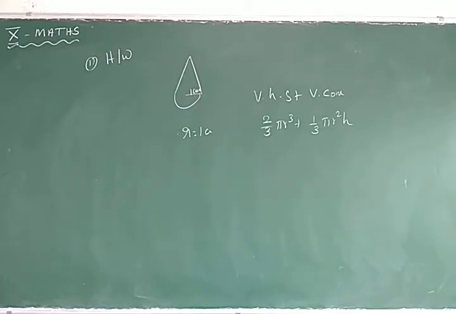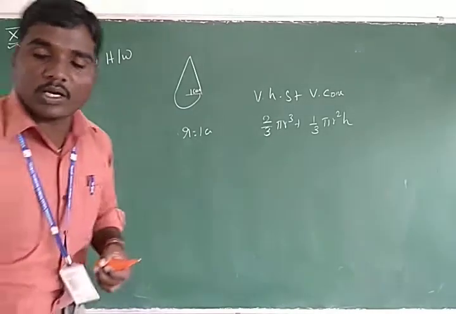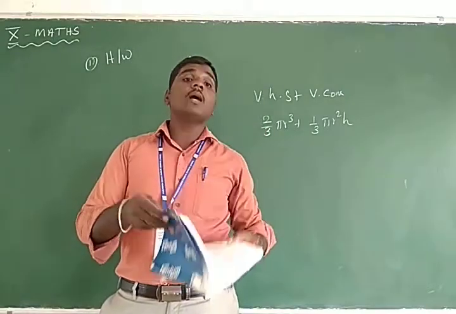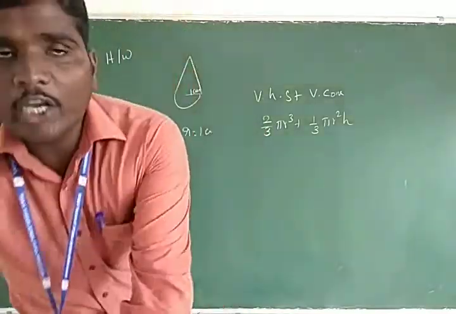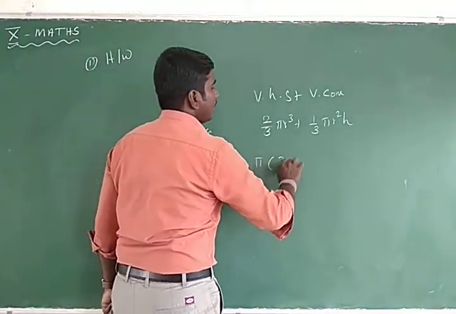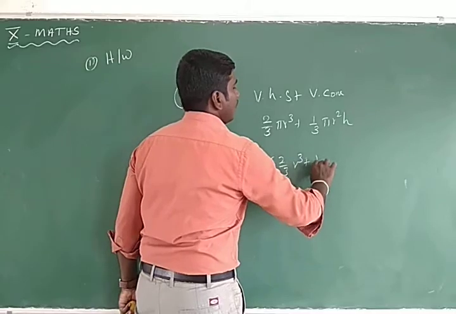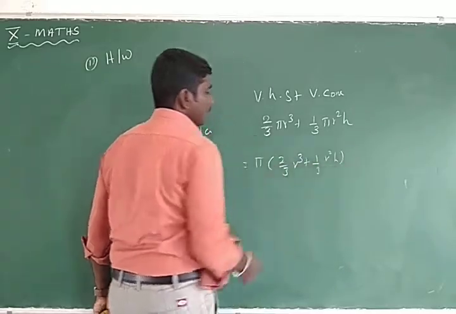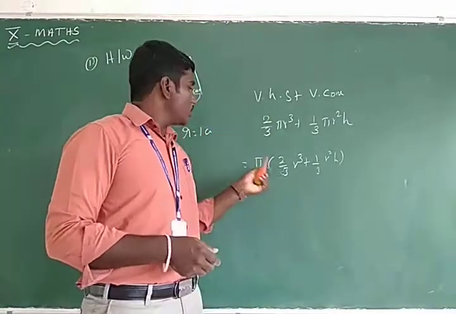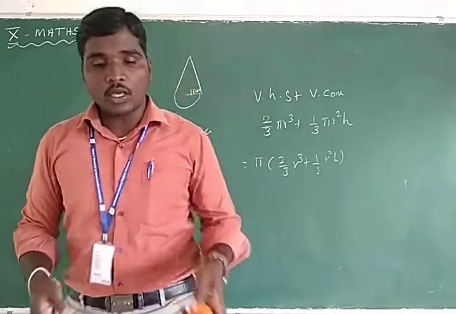Everything is equal. One more condition is given: find the volume of the solid in terms of pi. So no need to find the pi value. You take pi as common, remaining 2 by 3 r cube plus 1 by 3 r square height. In terms of pi you find. So it is homework.